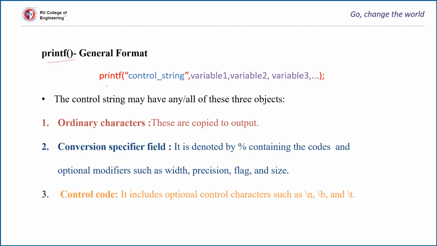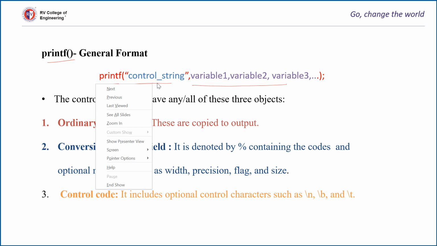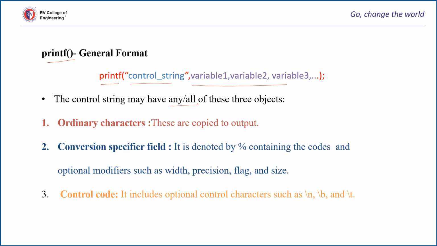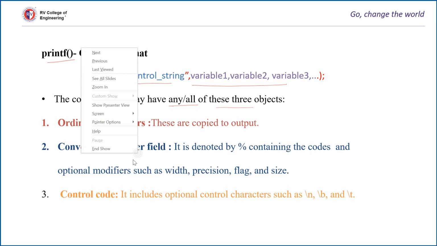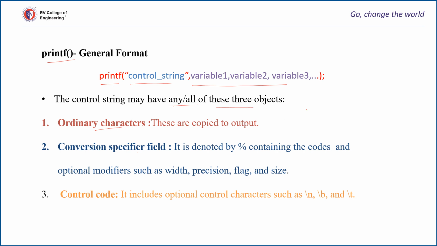The general format of printf is printf, control string, followed by the list of variables. This control string can have any or all of these three objects: ordinary characters, conversion specifier fields, or control codes. What do we mean by ordinary characters? We have something like printf hello world. I want to display this on my screen. So these are nothing but ordinary characters. These will be copied as they are onto your screen.